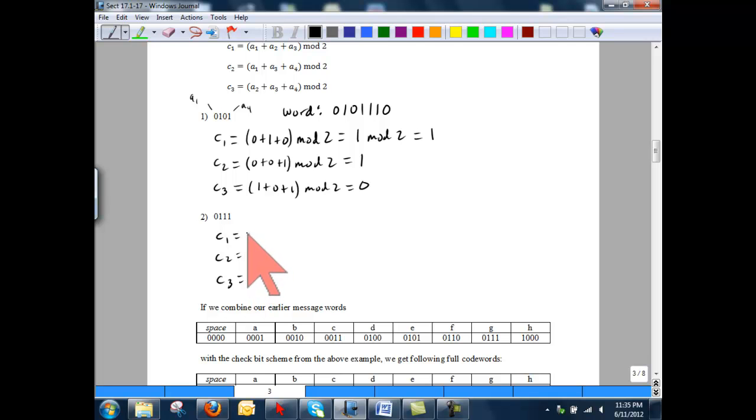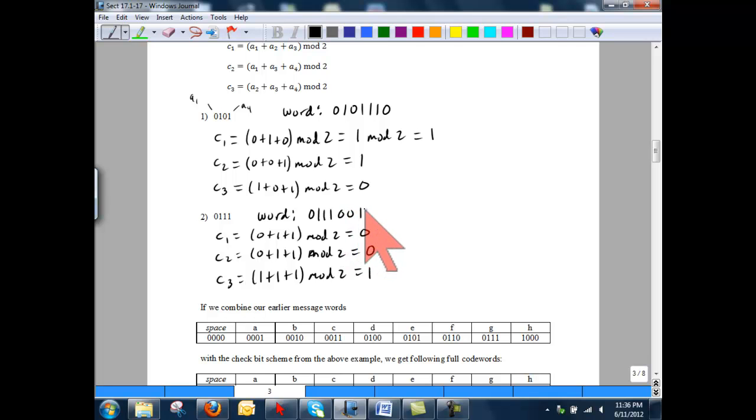Alright, so C1, add the first 3 bits together, 0 plus 1 plus 1, mod 2 equals 0. C2, the first, third, and fourth. So 0 plus 1 plus 1. It's also a 0. And C3, the second, third, and fourth is 1 plus 1 plus 1 mod 2. That's 3 mod 2, which is 1. And so the word is 0111001.